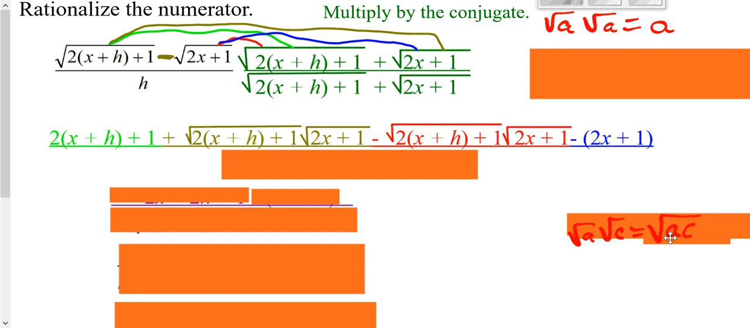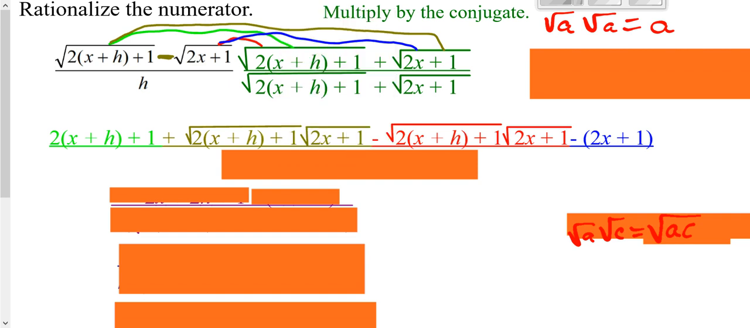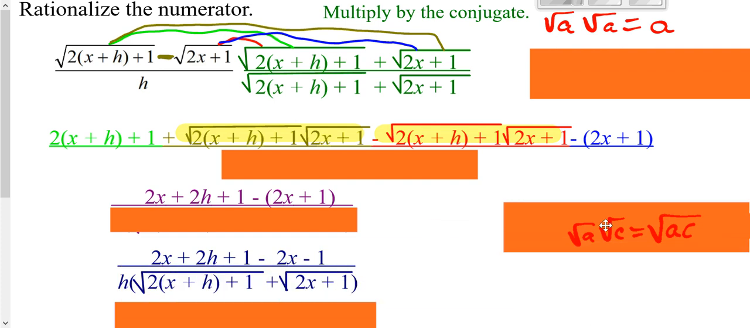So you'll notice here that we have some things that will help us. This and this match. One's positive, one's negative, so they're going to cancel each other out, leaving us only with this green stuff up here, which we could distribute our 2 into our parentheses. Once again, the highlighted stuff canceled out, and then we could distribute our negative into the parentheses here. So if we do that on top, we get this. The bottom is just h times this whole thing.